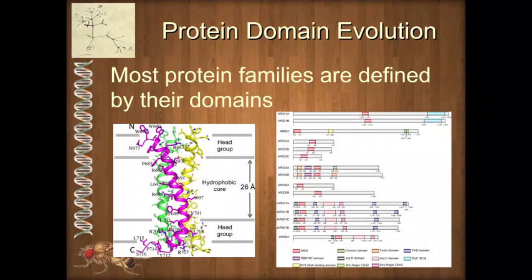Now, we define, as I said earlier, proteins by their domains. And some protein families are incredibly large. So here we have the ARID family that is defined by this 140 base pair ARID motif. And we see it over and over again in all of these.